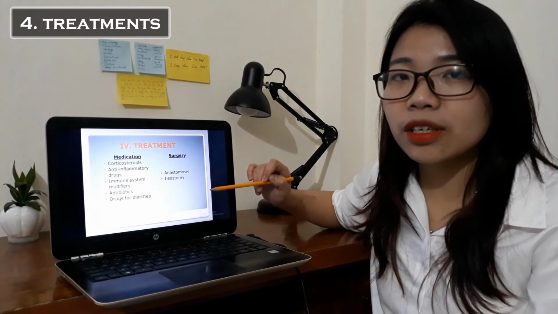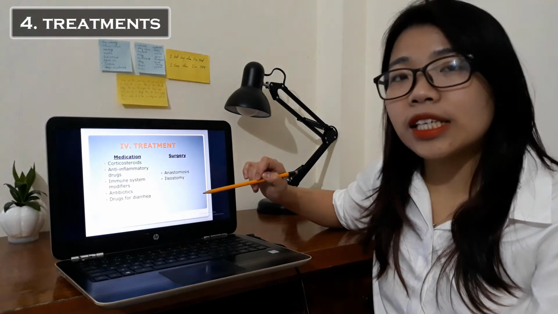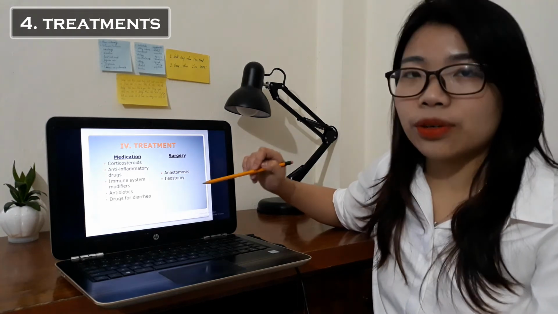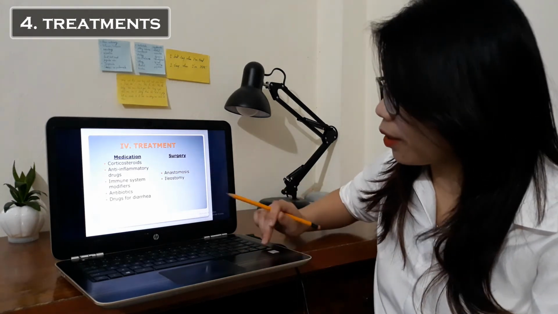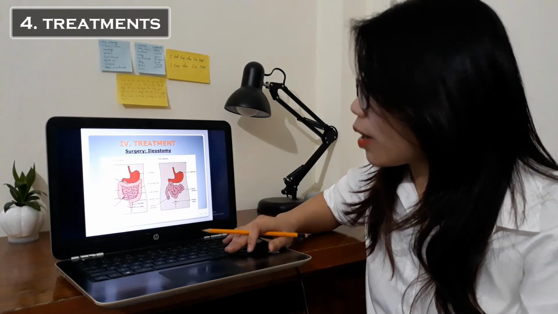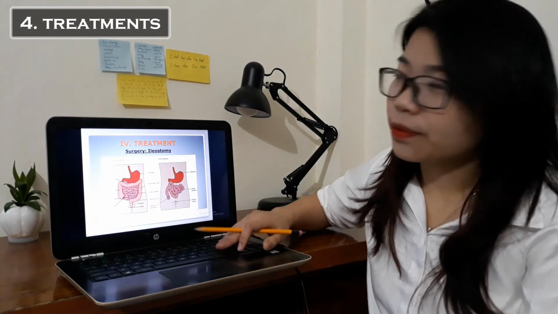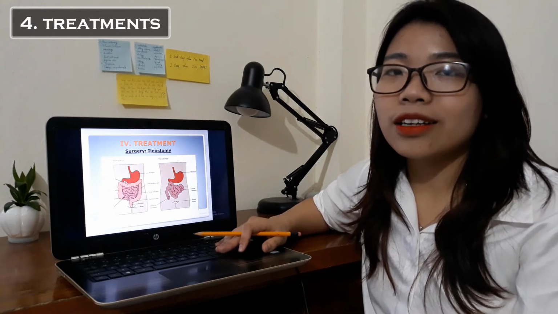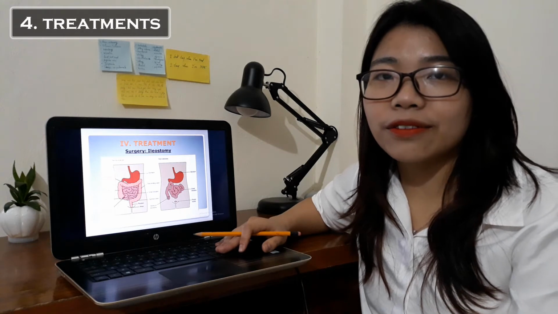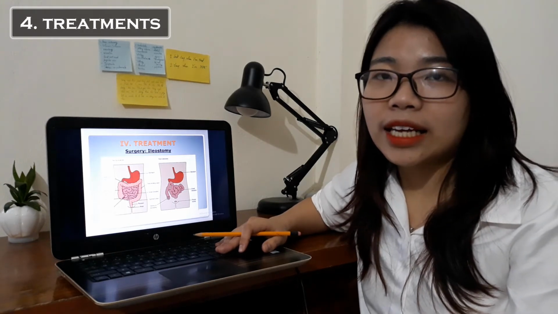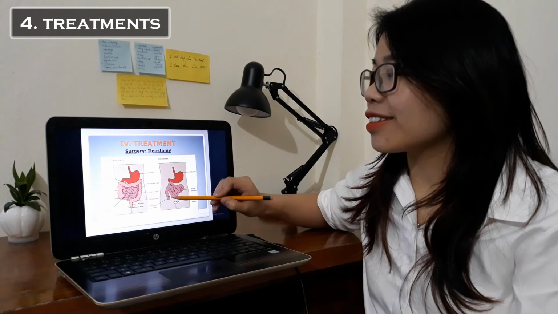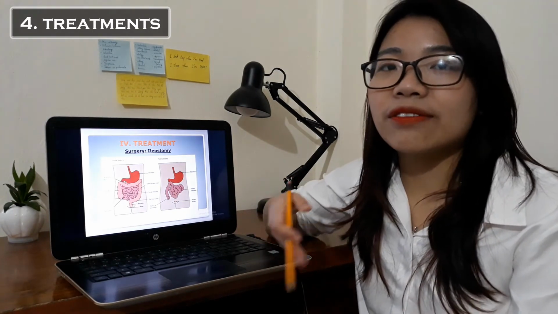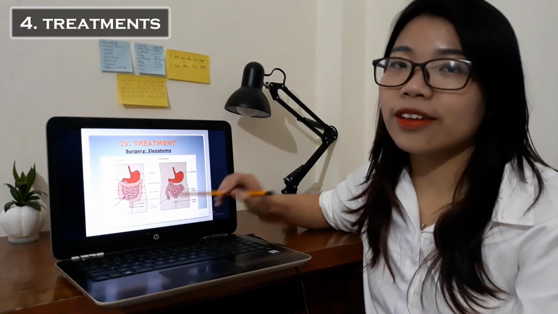The most common surgeries used in treating Crohn's disease are anastomosis and ileostomy. I will show you more about the ileostomy. In this procedure, the surgeon will cut the diseased part of your bowel and then create a mouth on the surface of your body like this. So then you will collect the feces through this mouth.